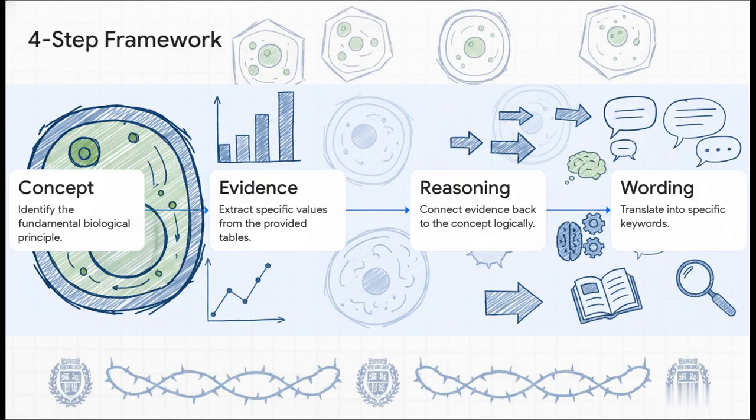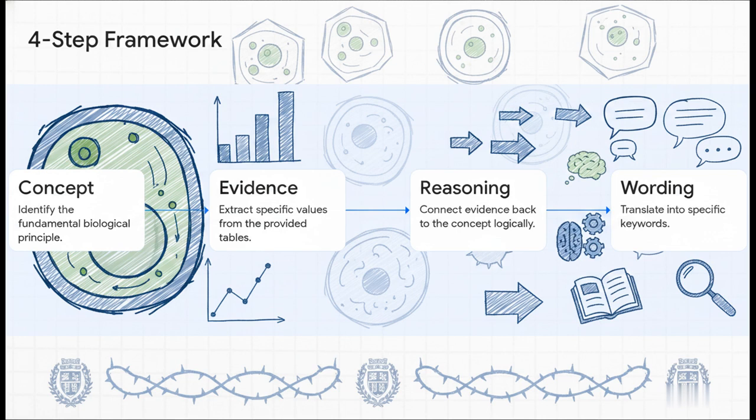To systematically deconstruct and solve literally any complex data question regarding plant cells, you really need to lean on a 4-step high-mark framework. Step 1 is concept identification. You have to identify the fundamental biological principle at play, like turgor pressure. Step 2 is evidence and data. Just extract those specific values from the tables or graphs they give you.